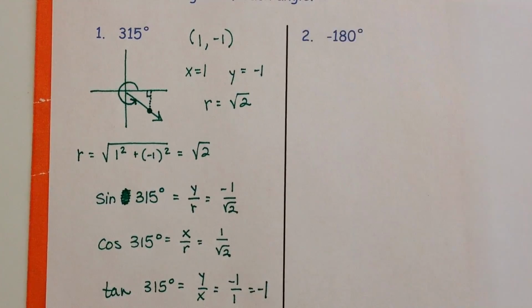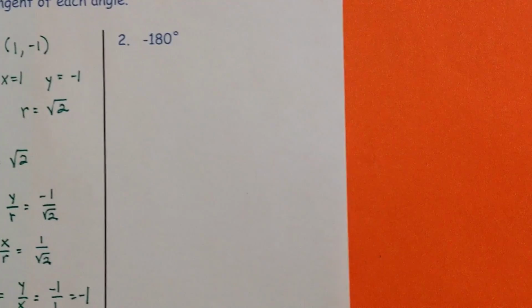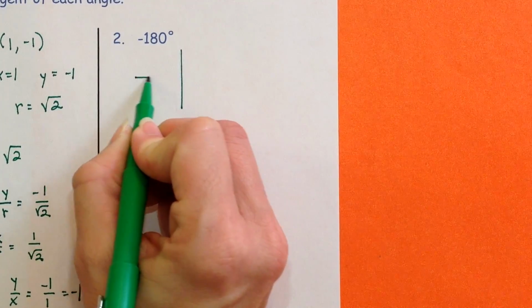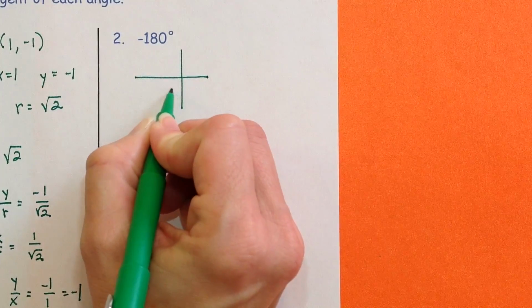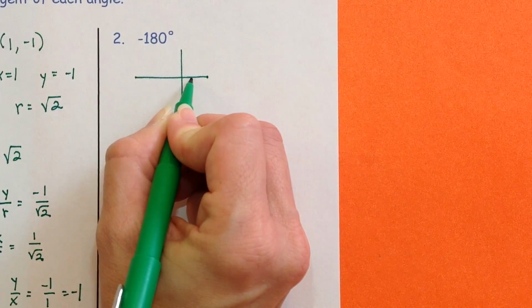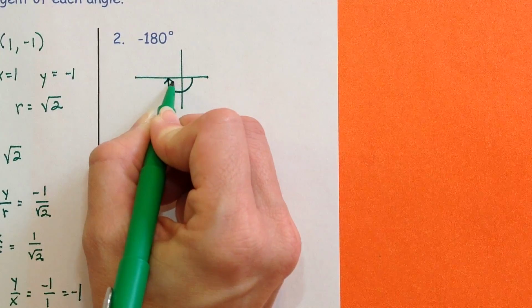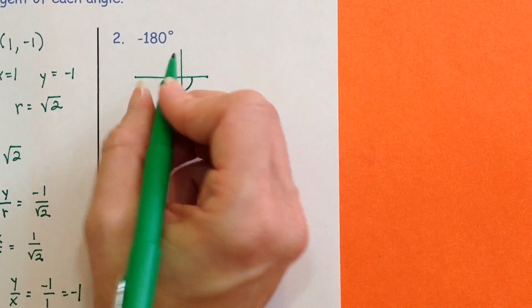Alright, the next one that we're going to look at is -180 degrees. Again, we're going to start this one off by drawing it in standard position. If it's a negative angle, I have to rotate clockwise this time, so this would be 90 degrees, and around here would be 180. Of course, I went clockwise, which means this is the -180.